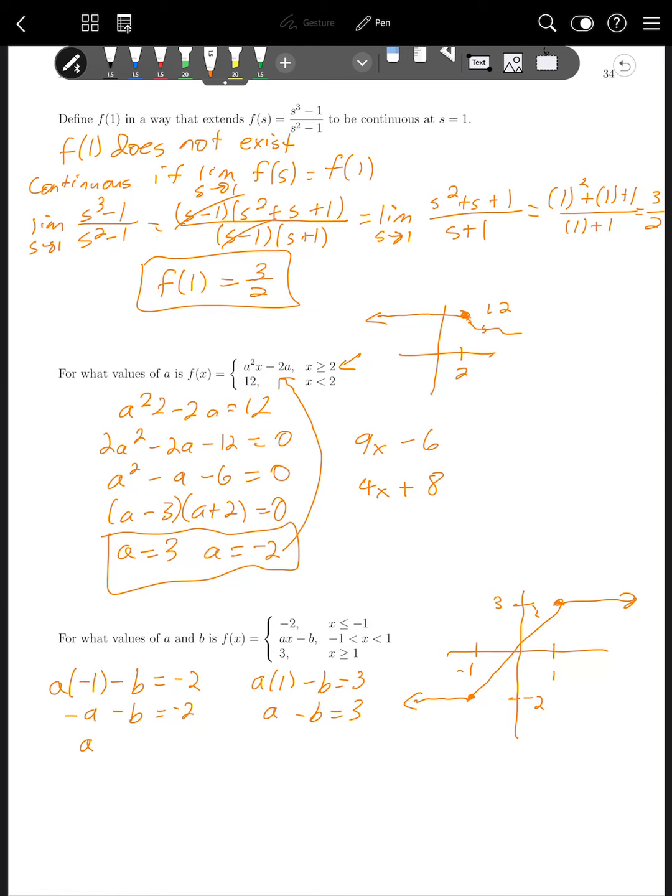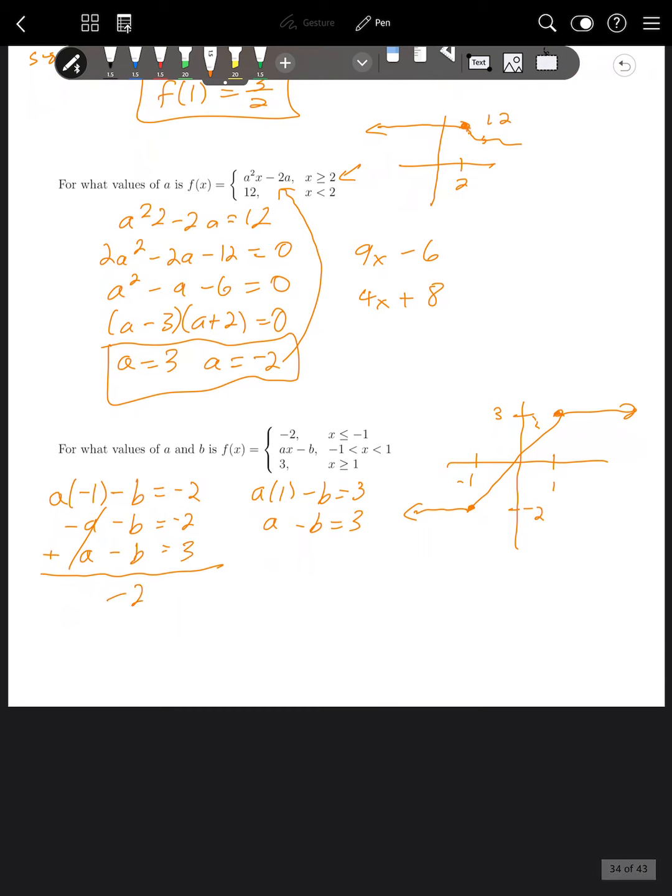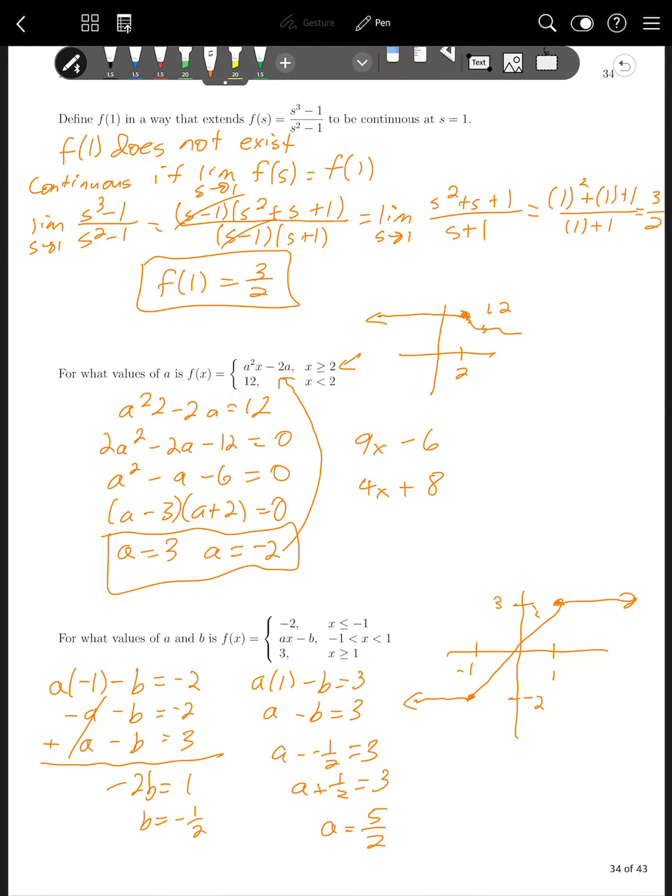I can use elimination to solve this, so add these two together. So those cancel. Sorry, my 3 looked really ugly there. So it's negative 2b equals 1 divided by negative 2. So b is negative 1/2. And now I just plug that back into one of these. So a minus negative 1/2 equals 3. So a plus 1/2 equals 3. So a equals 5/2. And so there's our a and b.